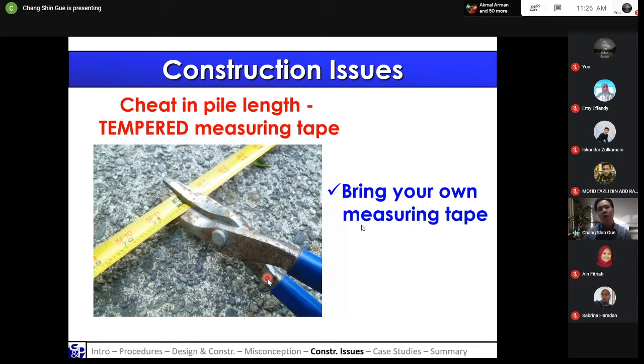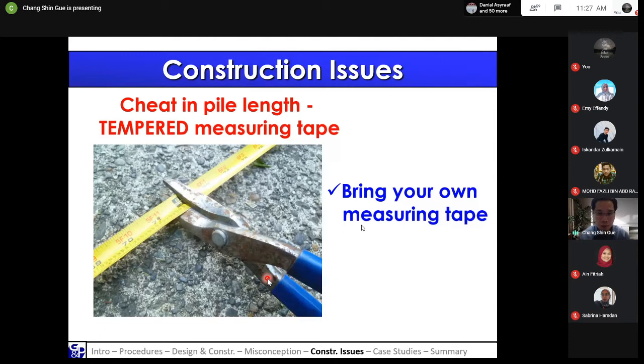Now, this is also quite interesting: throughout our experience, we found that some of the contractors at the site may cheat in terms of pile length. I'm talking about bored piles, where they actually tamper with the measuring tape. So when you go to the site and want to check the depth of the bored pile, the contractor may hand you a measuring tape and you happily measure the depth and see that the pile depth is about 20 meters.